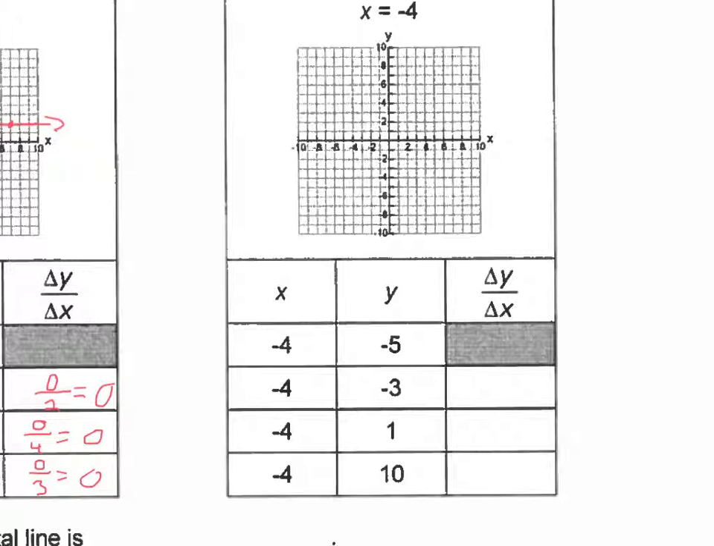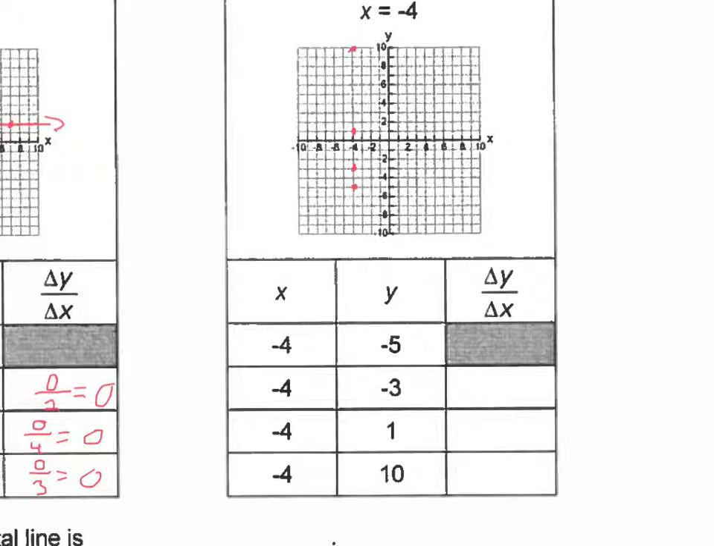Okay, so negative 4, negative 5 would be right here. Negative 4, negative 3 would be right here. Negative 4, 1 would be right here. And negative 4, 10 is way up here. Okay? So I have those 4 points.